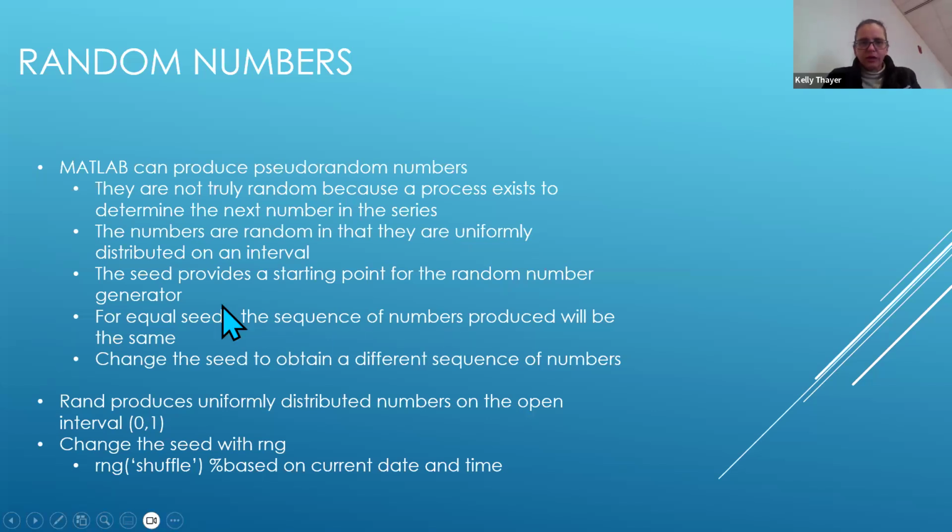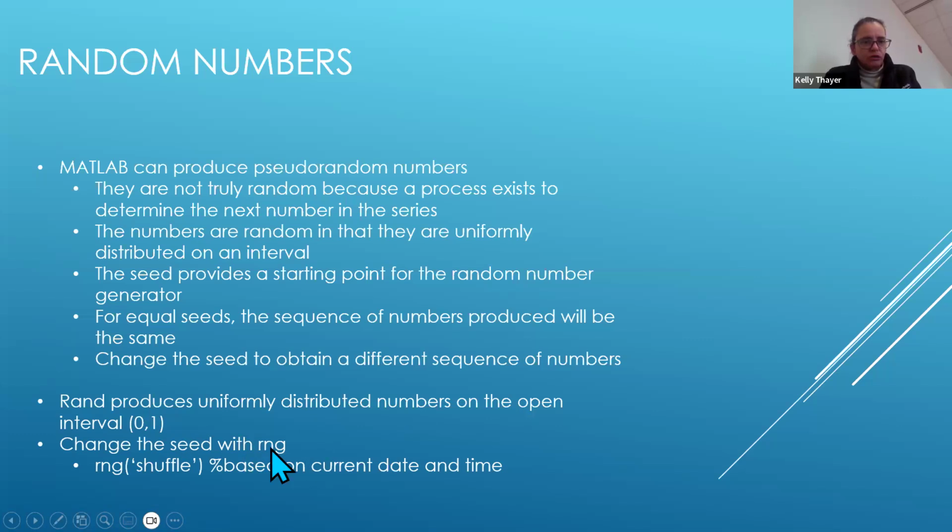There'll be a seed, and this provides a starting point for the random number generator. And for equal seeds, the sequence of numbers produced will be the same. This is very useful to know if you are using random numbers, because if you need to check your code and it changes every time, it makes it really difficult to see what is wrong with your code because it's different every time. But you can simply force it to be the same by setting the same seed. So rand will produce a uniform distribution of numbers on the open interval from 0 to 1.